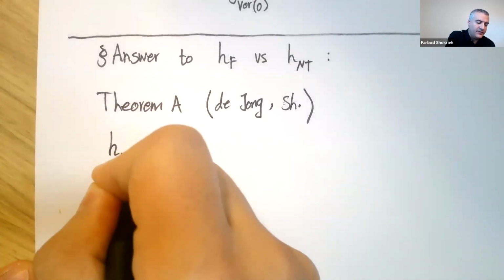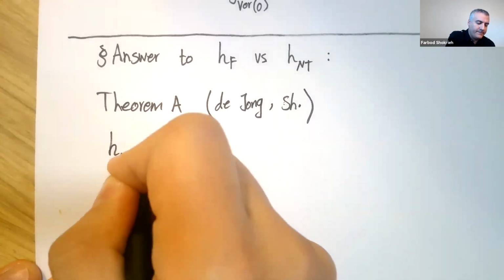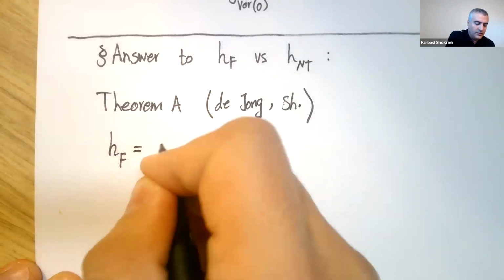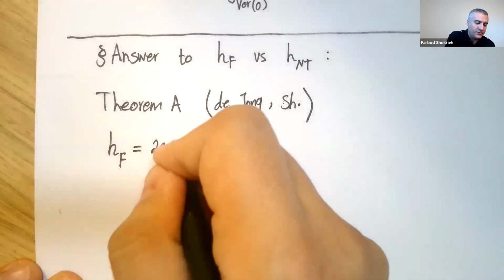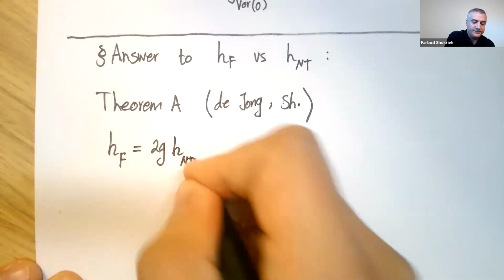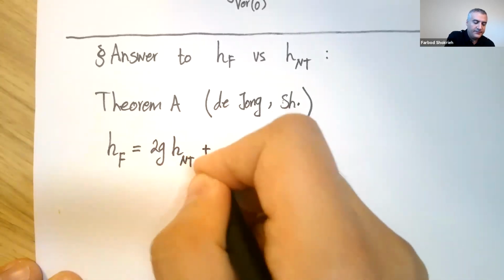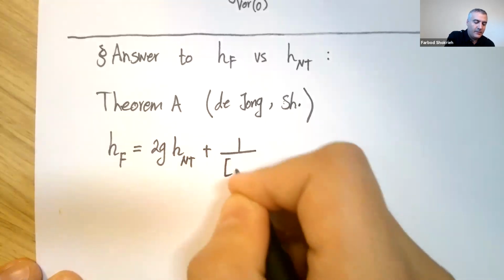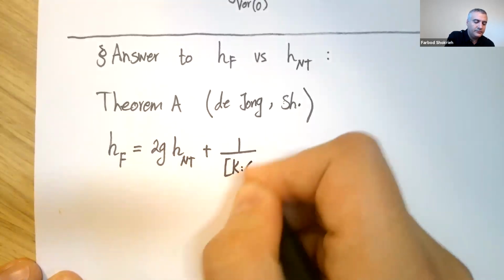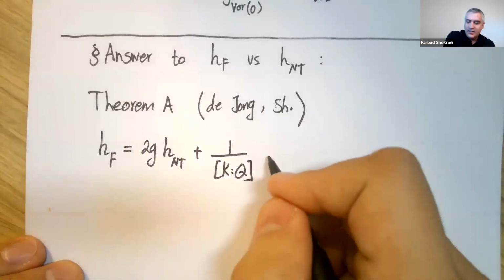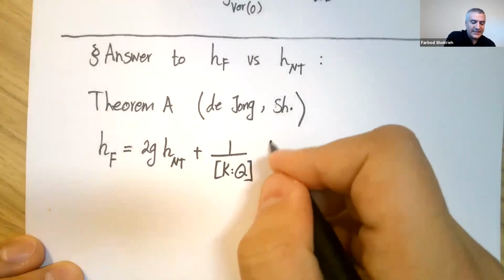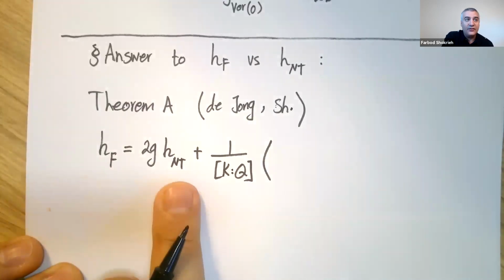Here's the answer. Faltings height is equal to, well, twice the dimension, don't worry about that, times the Néron-Tate height, plus the degree of the extension, again, don't worry about that. What I want to say is that the error between Faltings height and Néron-Tate height is captured by these so-called moments.